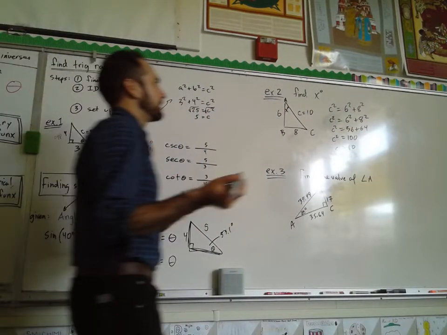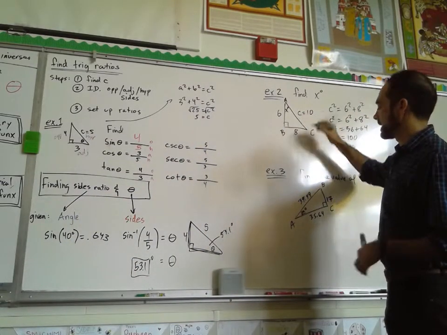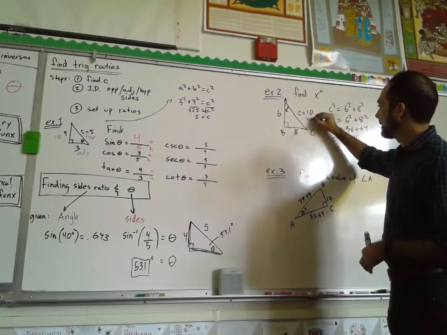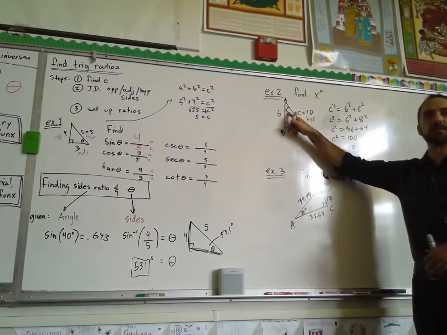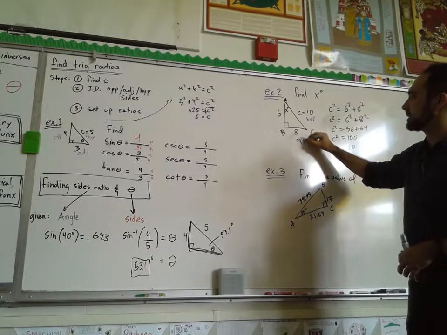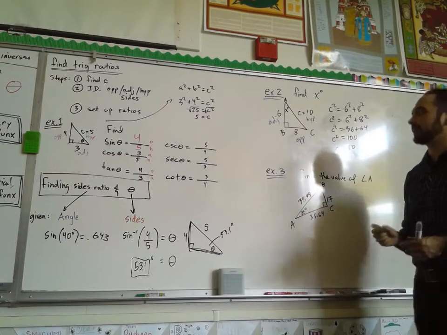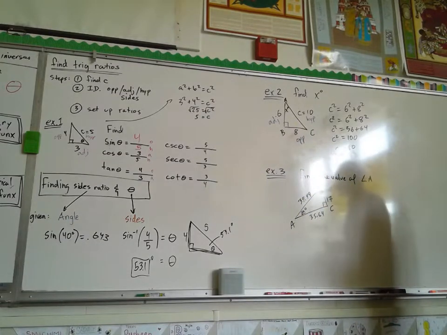And where's the hypotenuse always? Yeah, this is a right triangle. Hypotenuse. Here's theta. So which is opposite to theta? 8. Opposite. Adjacent. Next to. Okay. So we have our 3 sides here already labeled.